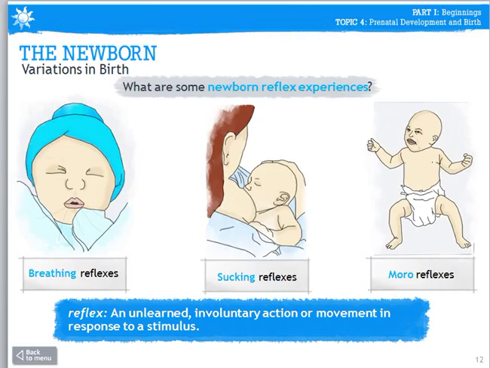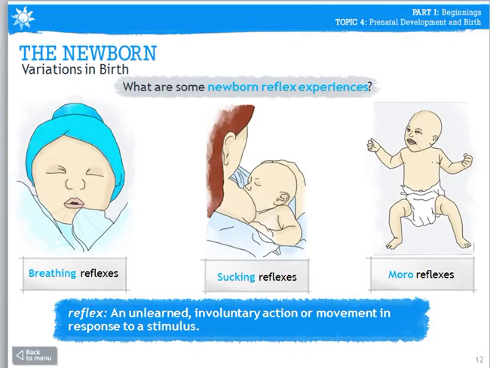What are some newborn reflex experiences? Back on what they check for when they look at the APGAR scale, they look for the breathing reflex. A reflex occurs without conscious thought. There's also the sucking reflex. How well is this baby sucking? If you were to brush your finger against the cheek of a newborn baby, they're going to start moving their mouth in this sucking motion. So they look for that.